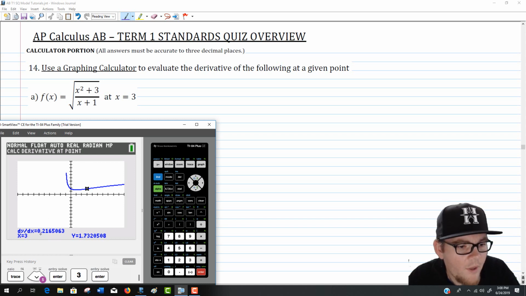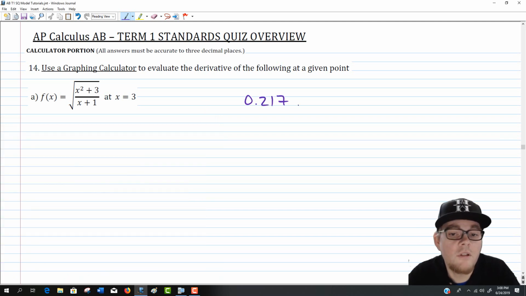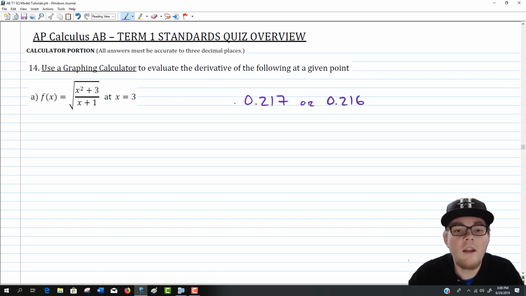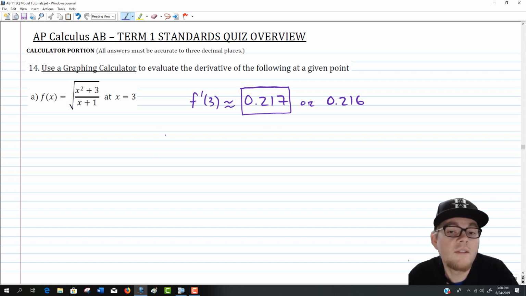In our case, that's going to be 0.217. So in here, our answer is 0.217. We'd also accept the truncated version, which is 0.216. I'll also point out that although this is the answer that we're looking for, since that's f of x and we just found the slope, we could call this f prime of 3 and say that it's equal to 0.217, or approximately equal to, because we cut off some decimals.